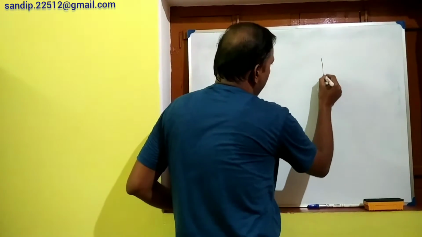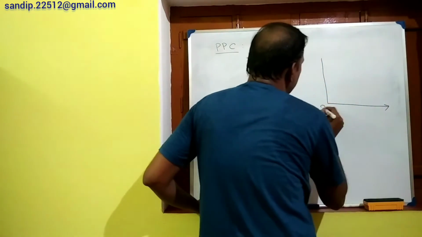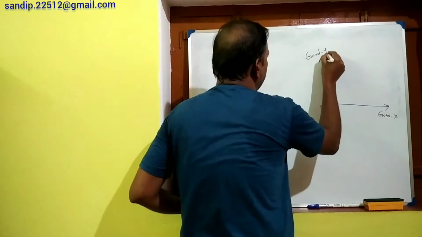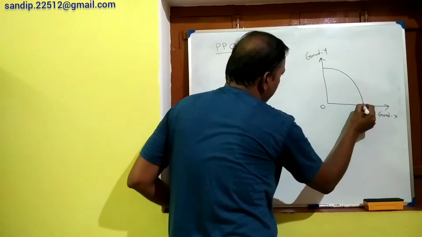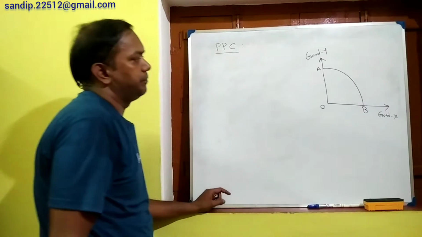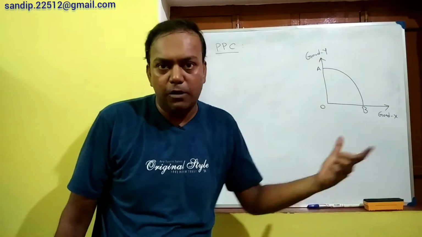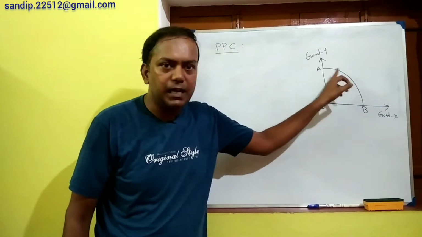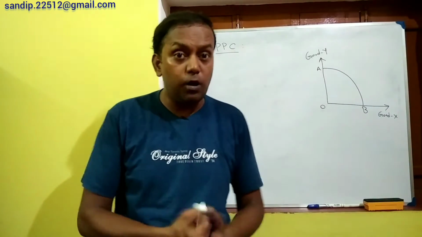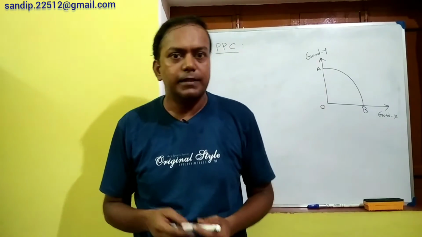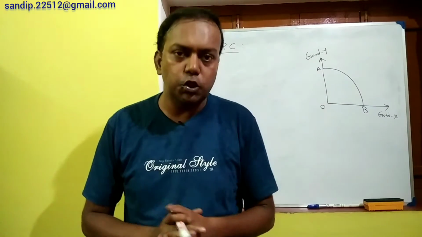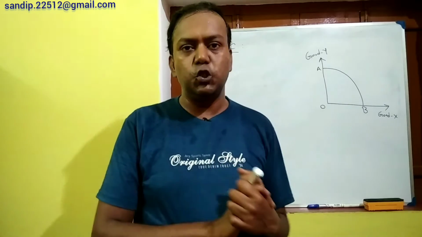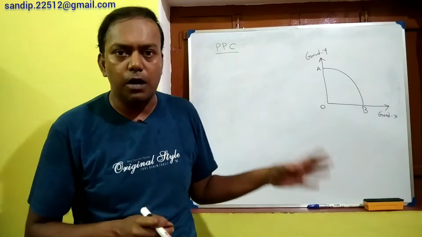In my earlier classes I told you that if we measure good X along the horizontal axis and good Y along the vertical axis, then our PPC curve will always be a smooth curve like this. I also explained the definition of PPC in detail: PPC is the locus of combinations of two goods that a producer can produce optimally, using the resources to the maximum, and the state of technology should remain constant.